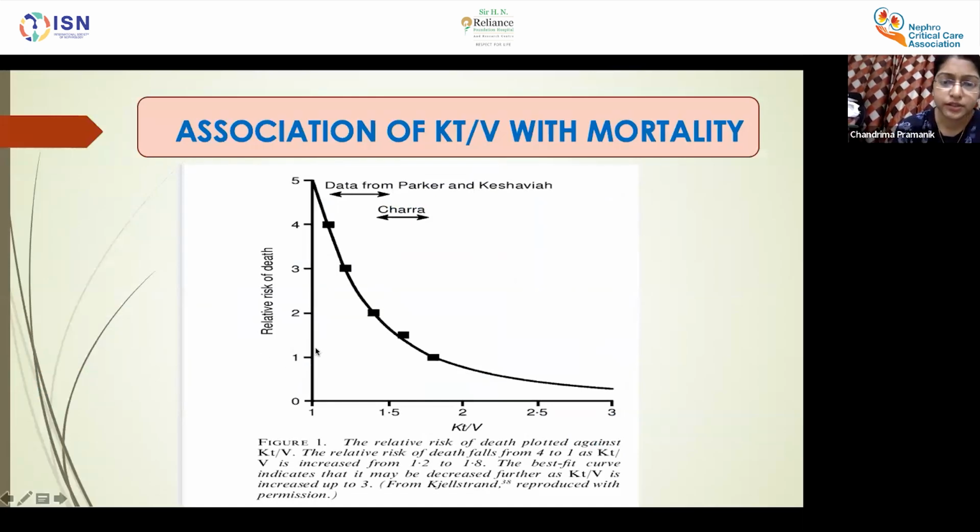Also, according to researchers, this was research performed by Giles Strand in 1997. He found that KT by V is associated with mortality. So with the increase in KT by V, the relative risk of death used to decrease. If the KT by V is around 1, the relative risk of death is around 5. But with the increase in KT by V, the relative risk of death decreased.